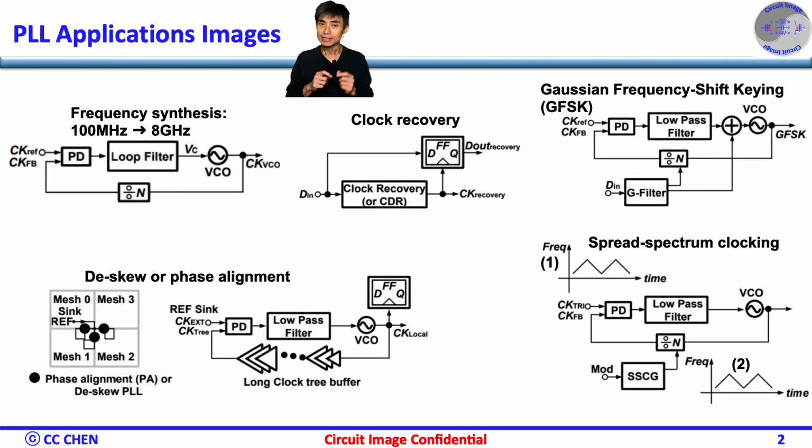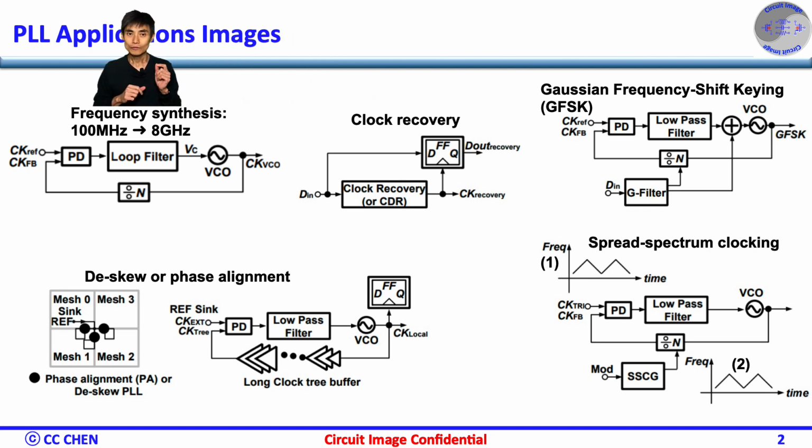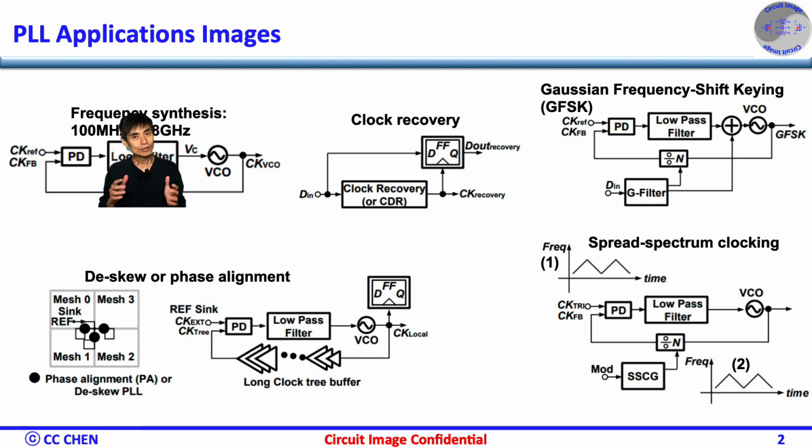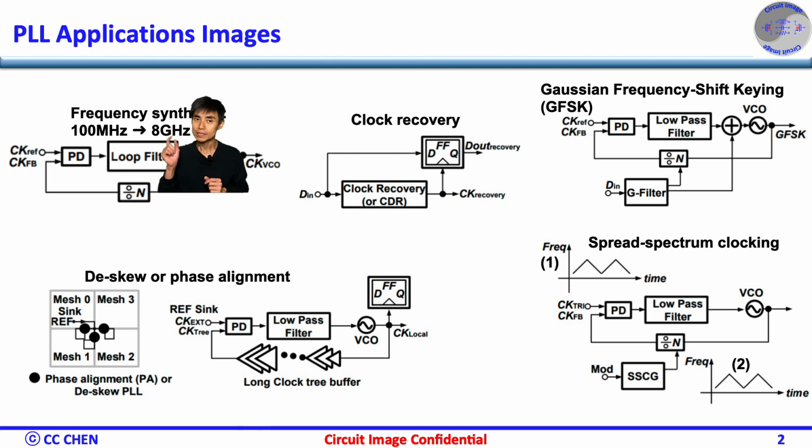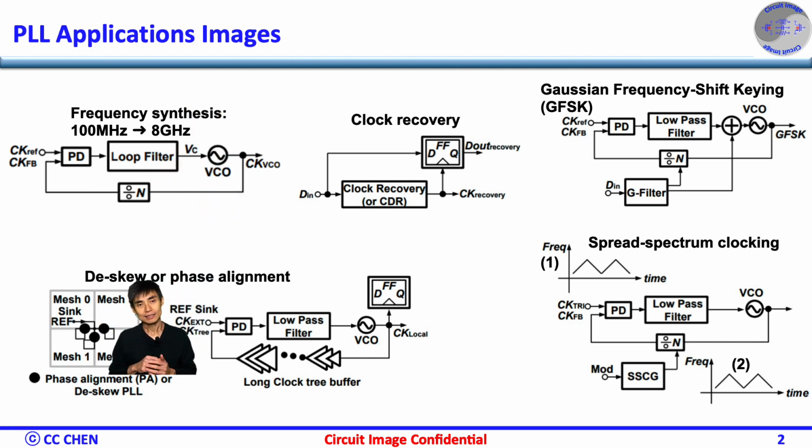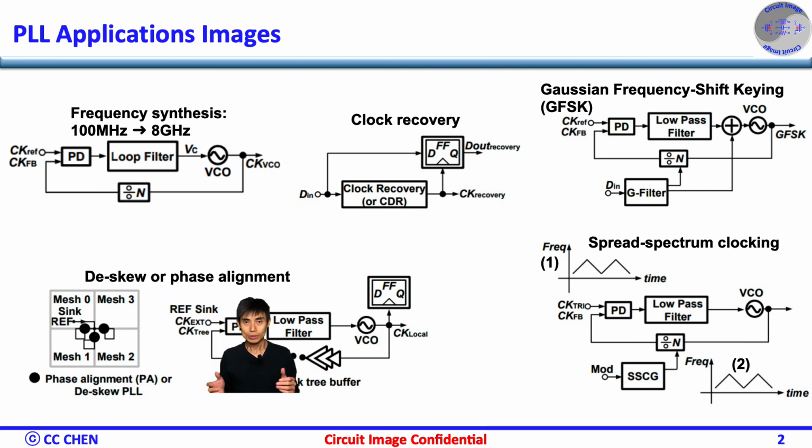The PLL has a few applications as follows. First, frequency synthesis. For example, multiplying a 100 MHz reference clock to 8 GHz for PCIe 3 8 gigabit per second application, if that's a full-rate clocking. Second, deskew or skew cancellation. For example, phase aligning an internal clock to a big clock tree or any I/O clock.